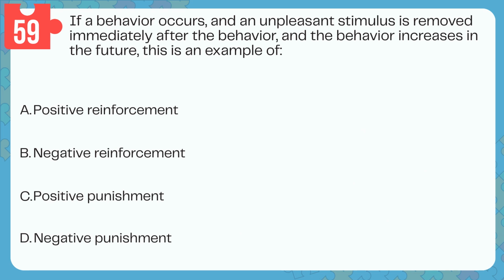Question 59. If a behavior occurs and an unpleasant stimulus is removed immediately after the behavior, and the behavior increases in the future, this is an example of A. Positive reinforcement, B. Negative reinforcement, C. Positive punishment, D. Negative punishment.